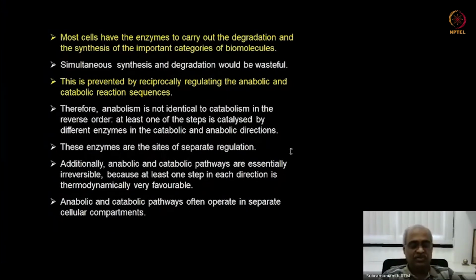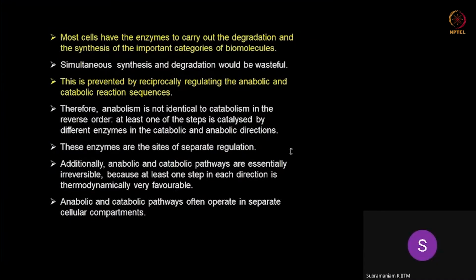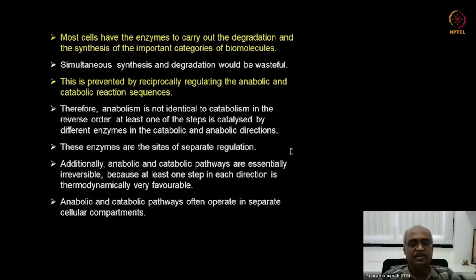Okay, so that means in most cells synthesis and degradation both can happen, and if they really happened without any specific regulation, like you make and break all the time, then it would be a wasteful expenditure of energy. And that is prevented by reciprocal regulation. For example, in a particular cell, synthesis of certain molecules is required in a given context. Then in that cell, the catabolism is negatively regulated. It is inhibited. And this is achieved by having certain steps that are unique to anabolism as well as certain other steps unique to catabolism.